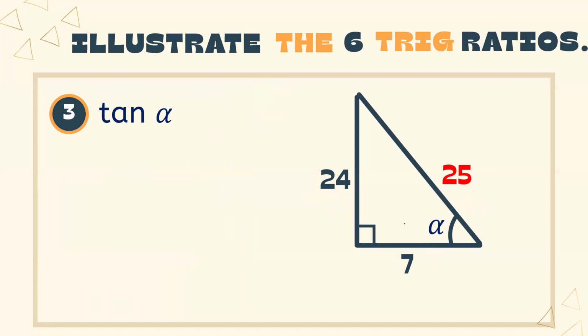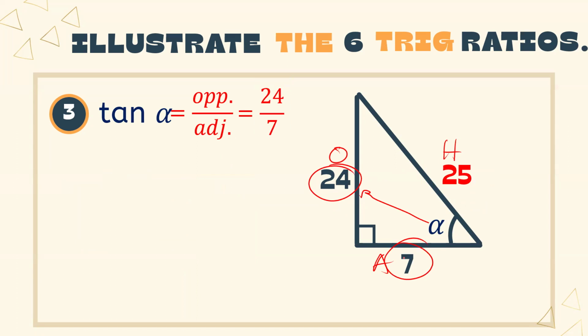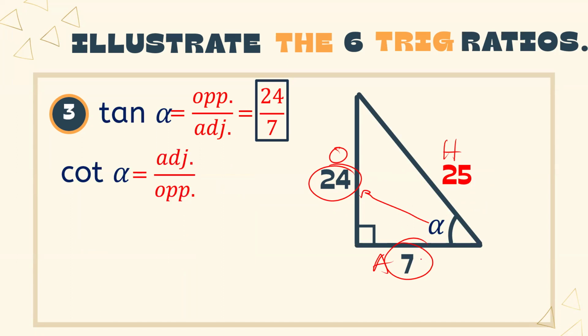And for tangent alpha, again, this is alpha. This is the opposite side. This is the adjacent side. This is the hypotenuse. So tangent alpha is opposite 24 over adjacent 7. 24 over 7 cannot be simplified further. So that would be our final answer. Cotangent alpha is adjacent, which is 7, over opposite side 24. So that's 7 over 24. So that cannot be simplified further. That would be our final answer as well.